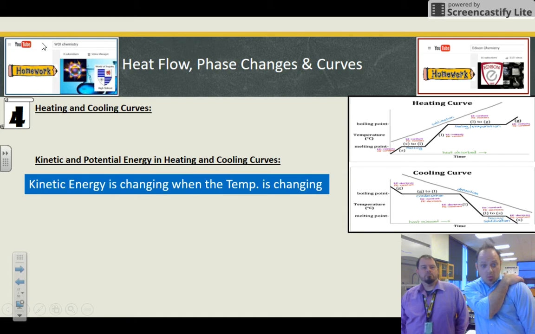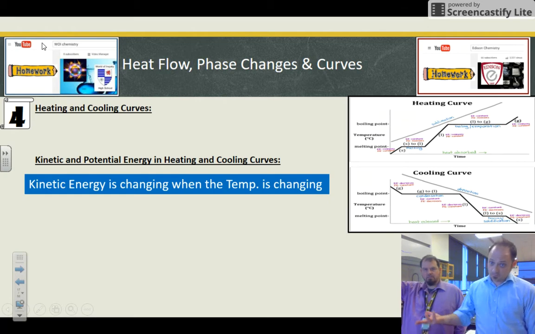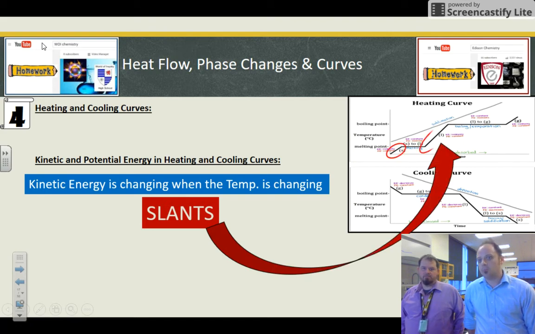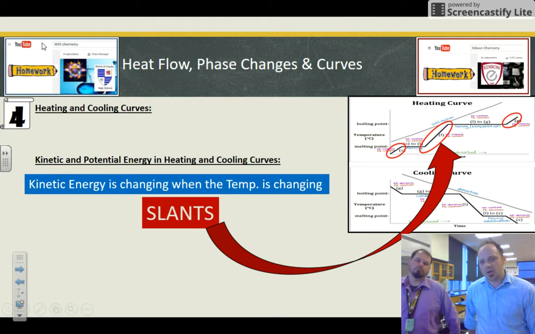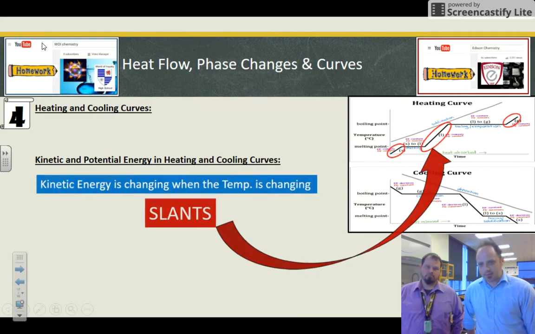So kinetic energy is always changing when the temperature is changing, because temperature is a measure of average kinetic energy. And it's on the y-axis. So this is going to be the slants in our graphs. Anytime you see a slanted portion of a heating and cooling curve, the kinetic energy, aka temperature, is changing.